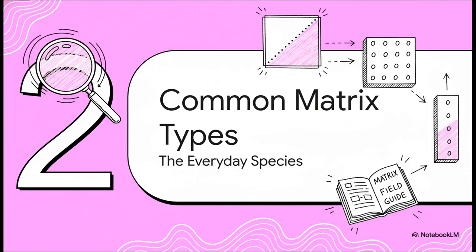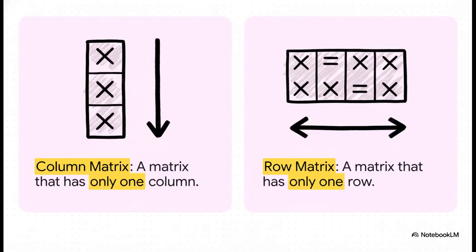Let's start building our field guide to the different species of matrices you'll find out in the wild. We'll kick things off with the 2 easiest ones. You've got your column matrix, which, you guessed it, has only 1 column. And then you've got your row matrix, which has just 1 row. You'll see these pop up a lot when you're dealing with things like vectors in physics or computer graphics.